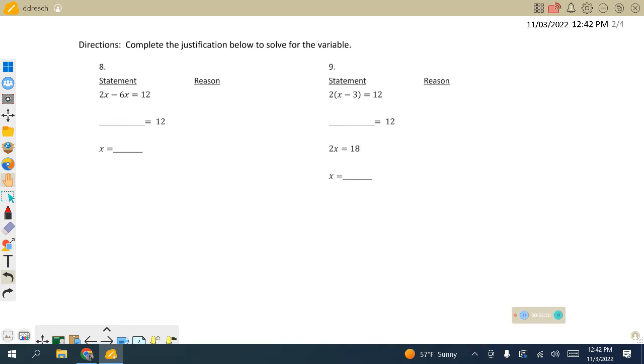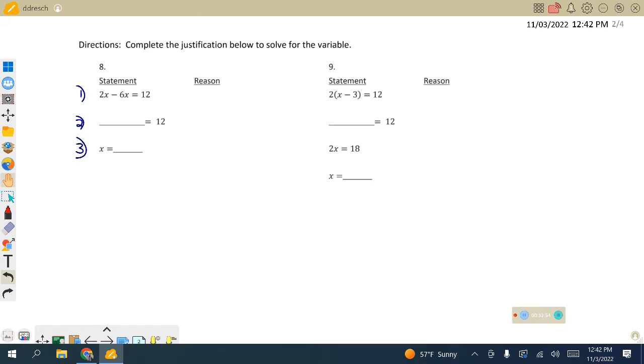On question 8, I got a little bit more going on. As we can see, we've got 3 lines instead of 2. So let's talk about filling this out. Step 1, step 2, step 3. Step 1, we start off with that equation. I get a blank here. The blank equals 12. So the right-hand side stayed the same, right? Stayed 12. What did the left-hand side become?